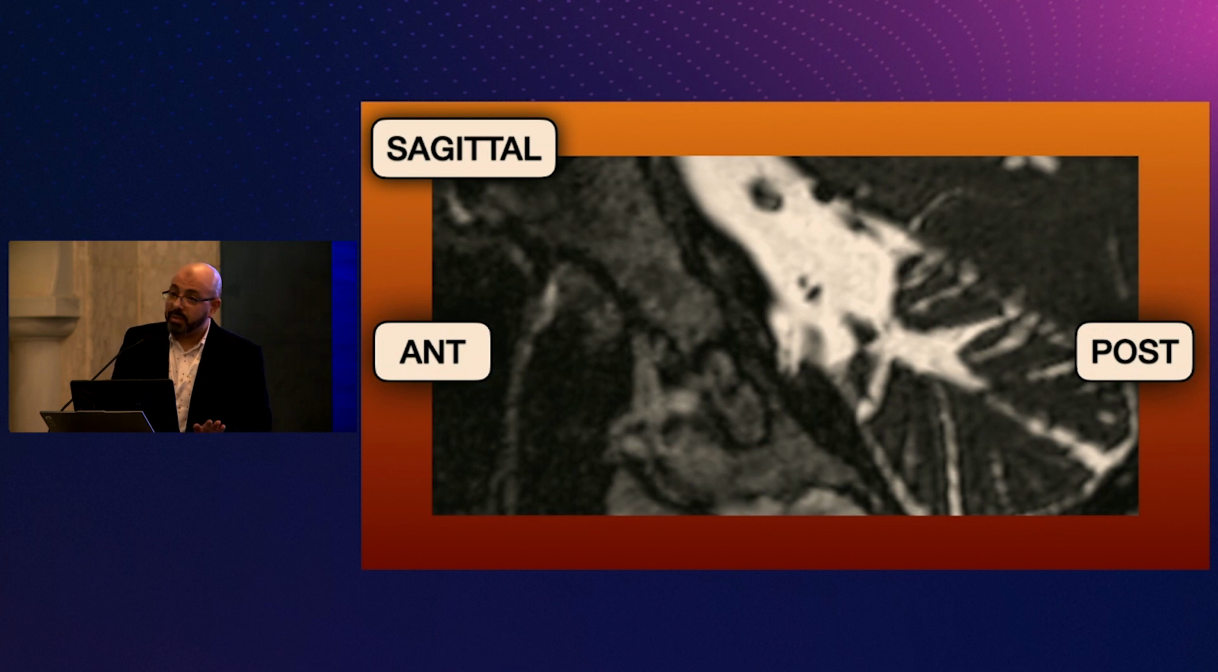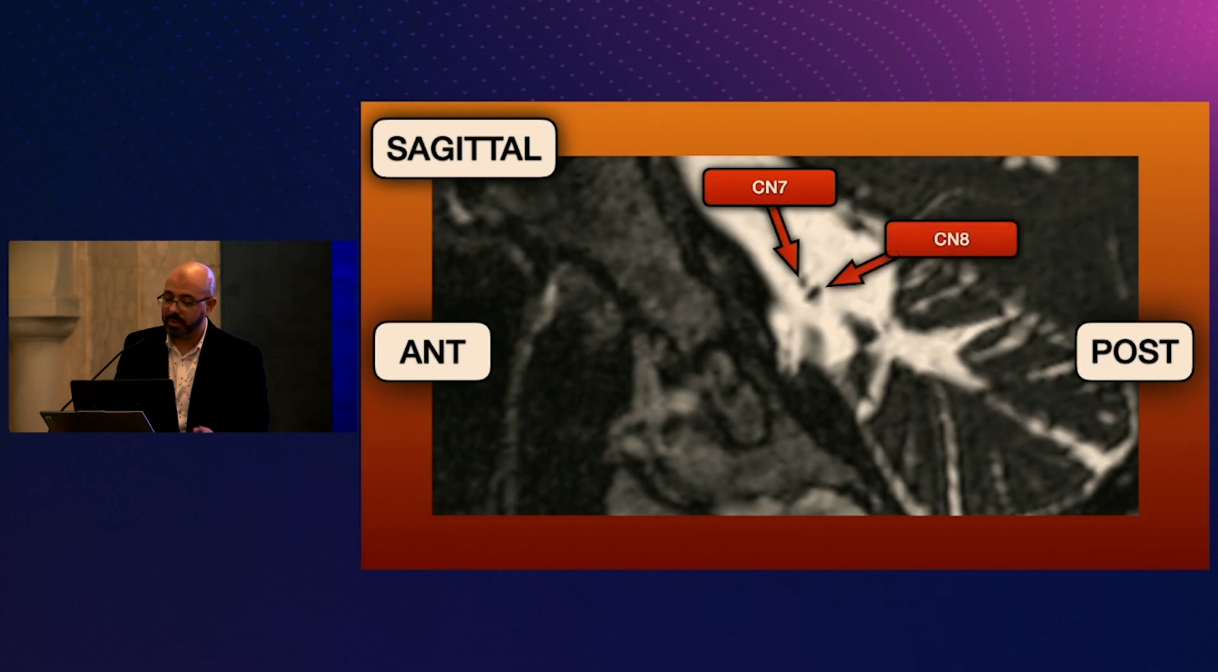In my practice, the easiest way to identify them is the sagittal plane. Actually, you'll be able to easily identify these two important nerves. All of us know them, number 7 and 8. Okay, these are easily identifiable. They exit through the IAC.